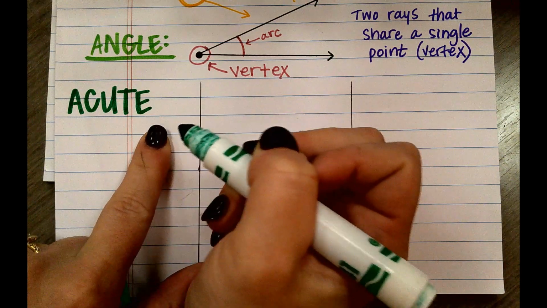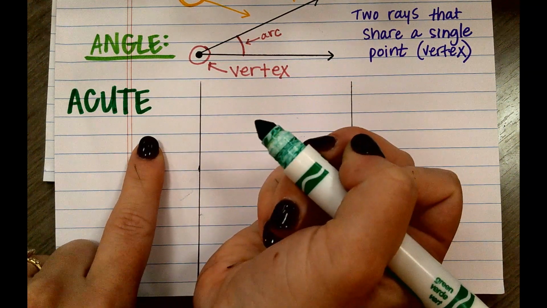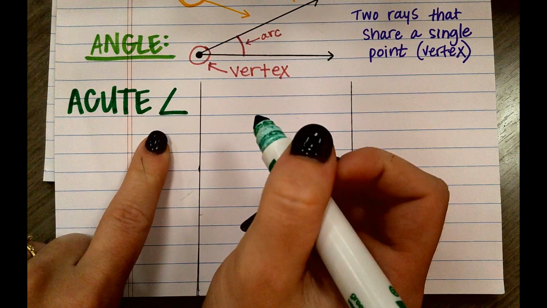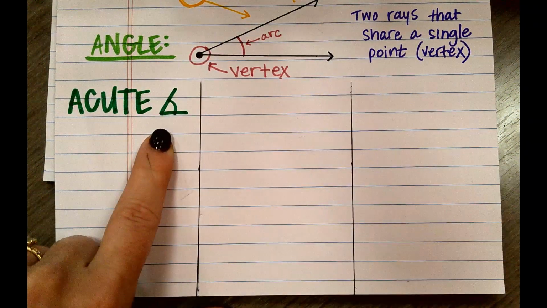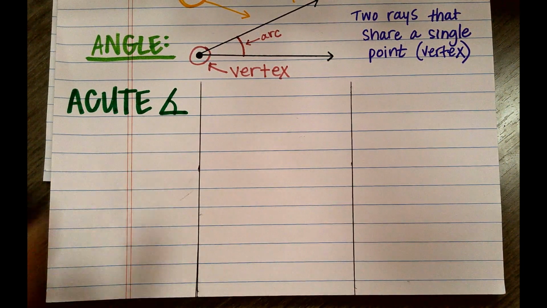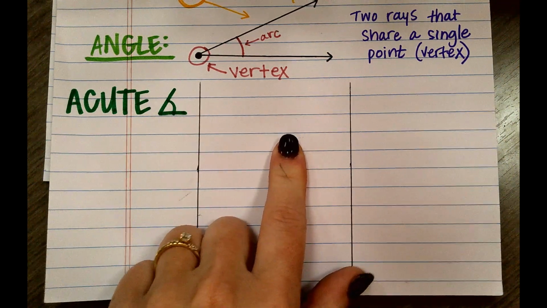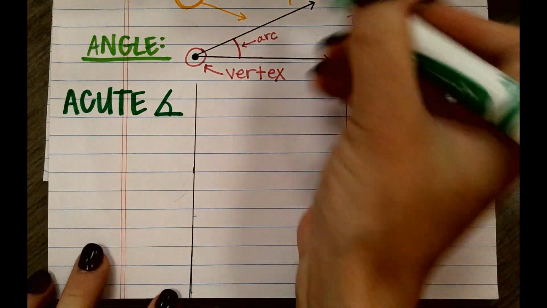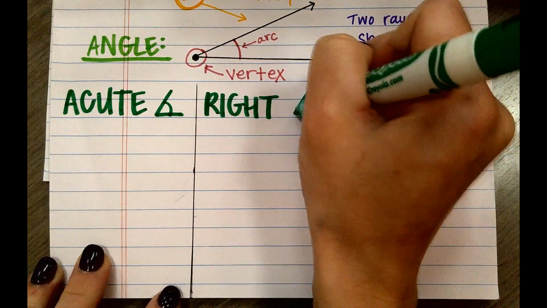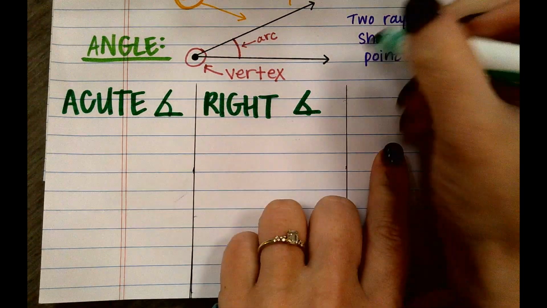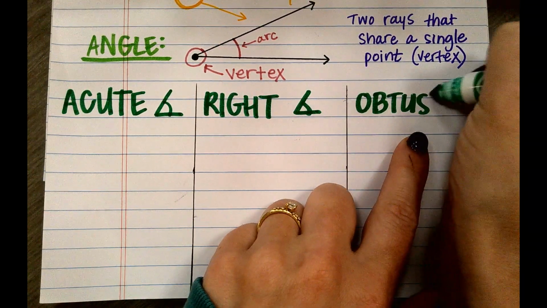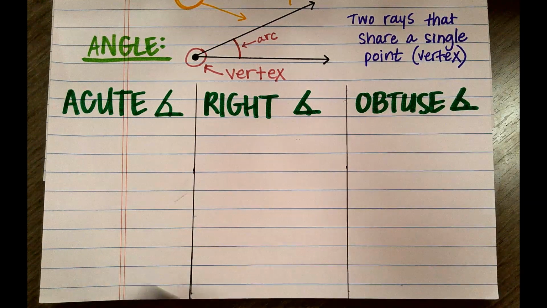And the symbol, instead of writing angle, just looks like a little angle. You're going to draw what looks like an angle and then put a little arc in it, like that. So this says acute angle. After acute angle, my middle section, I'm going to write right angle, R-I-G-H-T, right angle. And finally, we have the last one, which is obtuse angle. So 3 angle types.